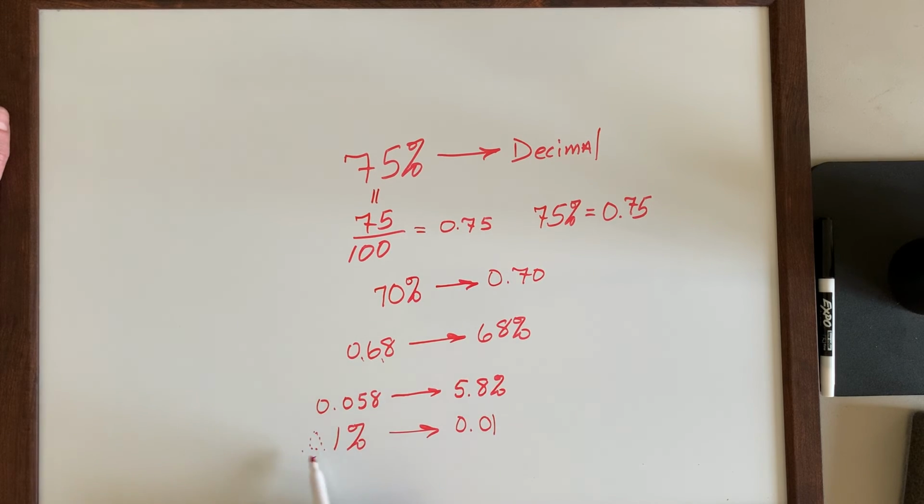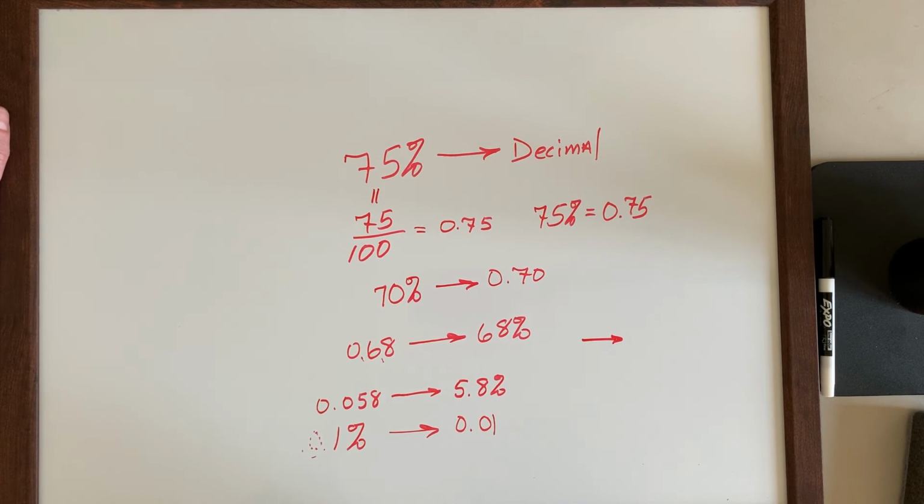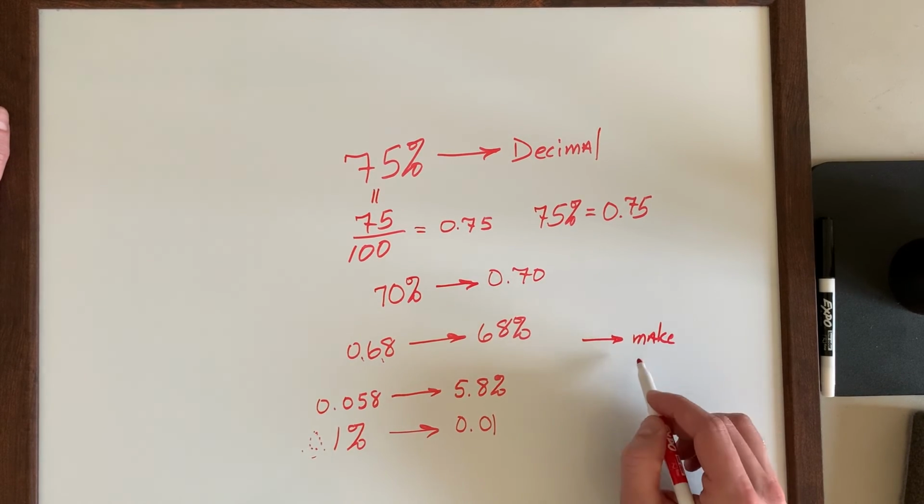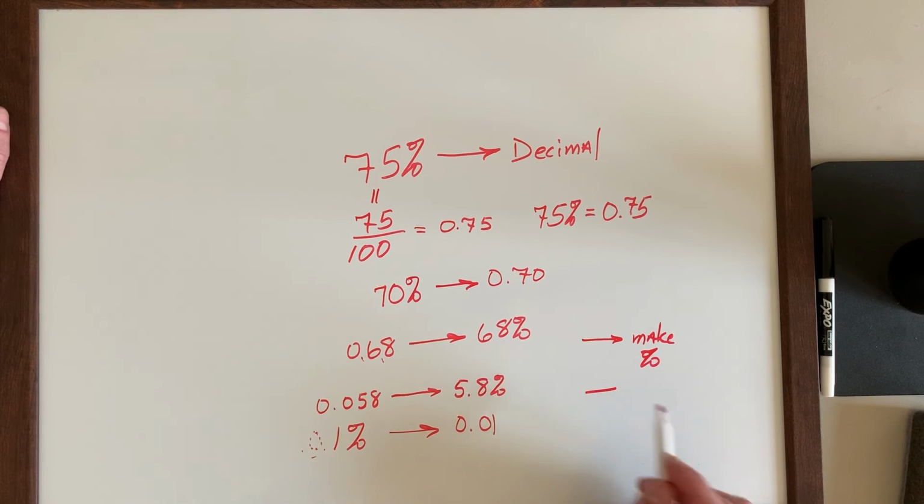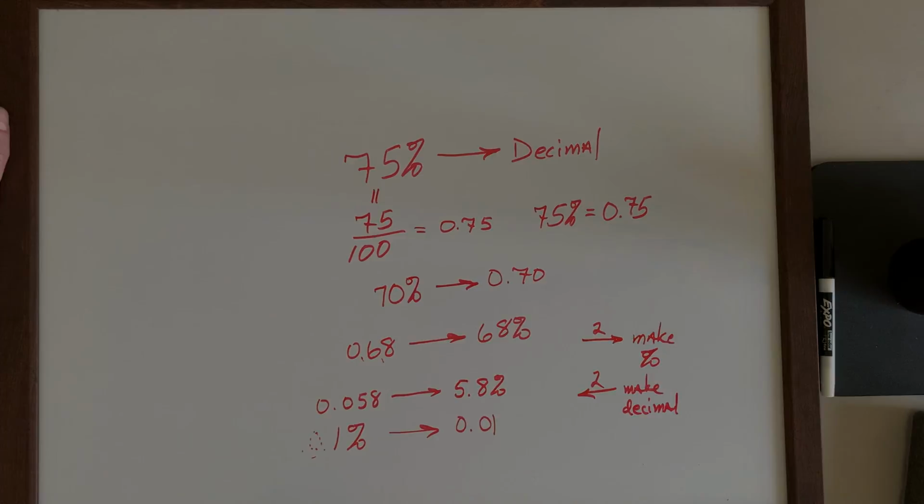So the number 2 is really helpful when you're converting between decimals and percentages, because you're either going to move the decimal 2 units to the right if you are making a percentage, and you are moving the decimal 2 places to the left if you are making a decimal. And it's that easy. So today we saw how do we convert back and forth between decimals and percentages.